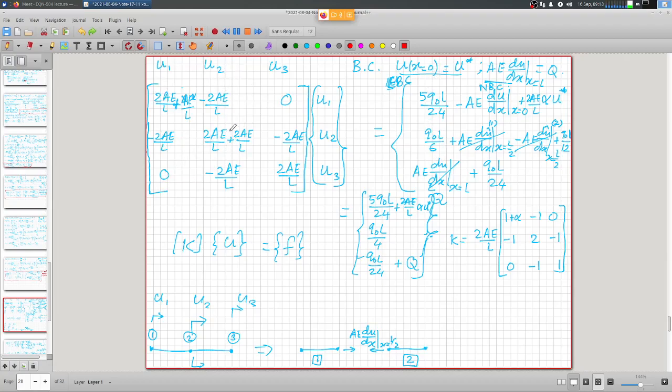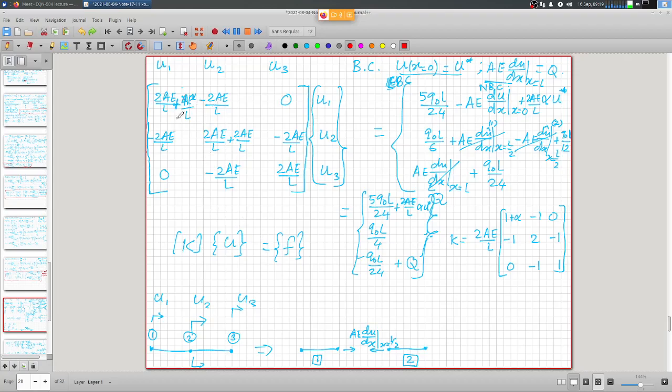Similarly, element number 2 would occupy positions corresponding to U2 and U3 and F2 and F3. Node 2 and 3 belong to element 2 and node 1 and 2 belong to element 1. So node 2 is common. So node 2 will receive contributions from both the elements.